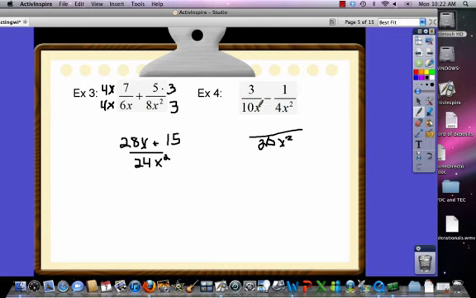And then to make this 20x squared, I got to multiply by 2x. I don't even have a mouse. I'm doing this on my laptop here today, so I'm using the little mouse pad at the bottom.